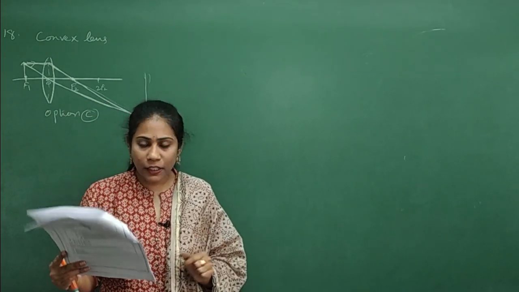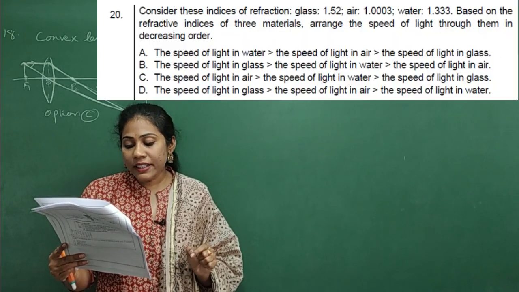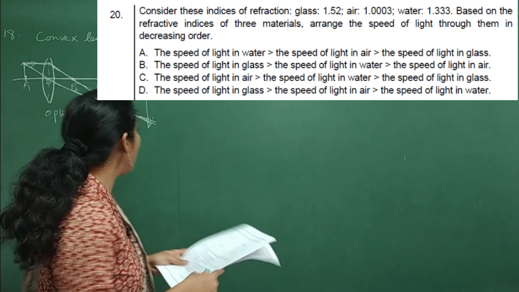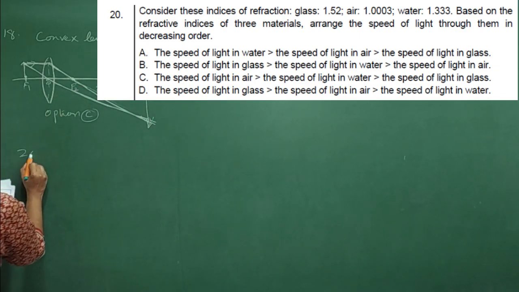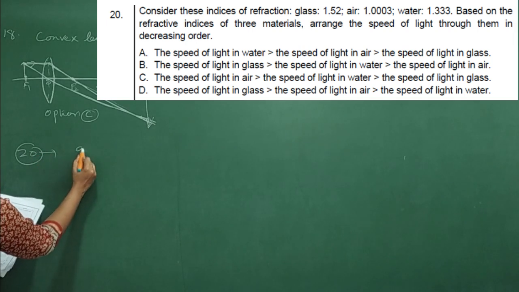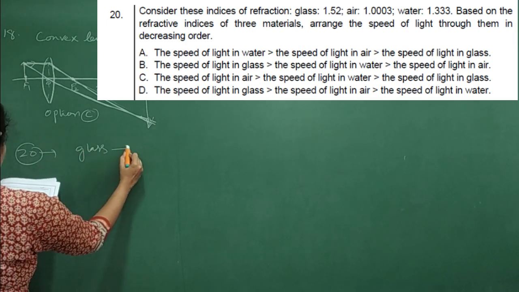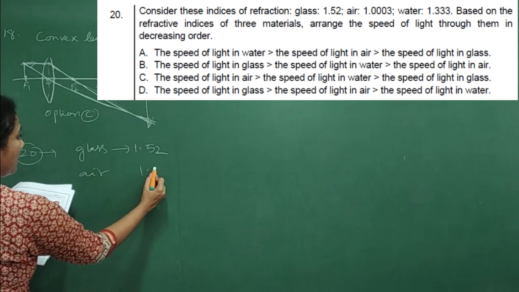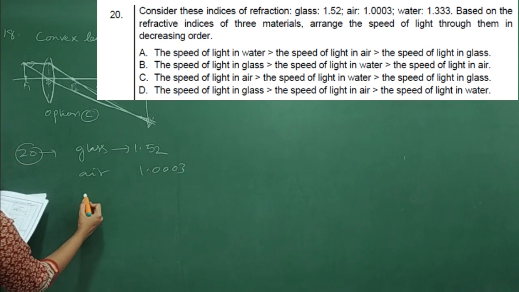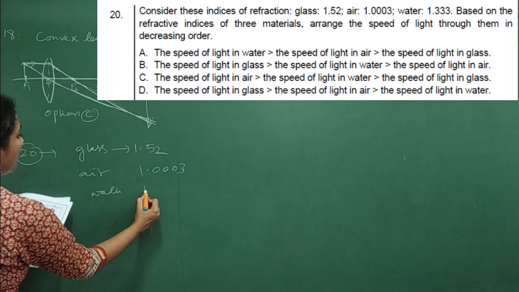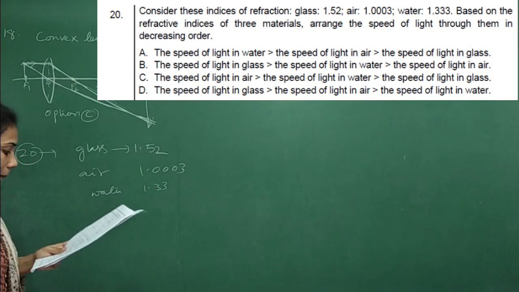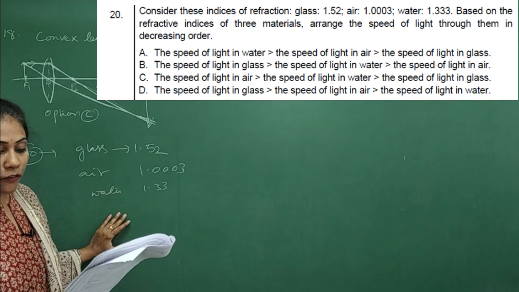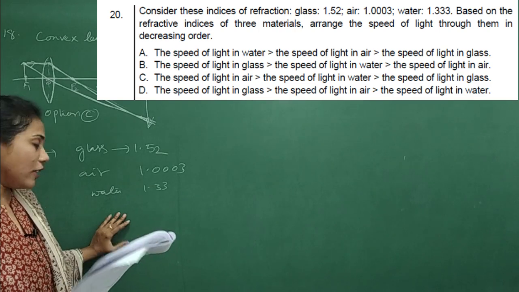Coming to question number 20, guys. Consider 3 indices of refraction. Refractive index of glass is given. I'm discussing question number 20. Refractive index of glass is 1.52, air is 1.003, and water is 1.33. Based on the refractive indices of the 3 materials, arrange the speed of light through them in decreasing order.